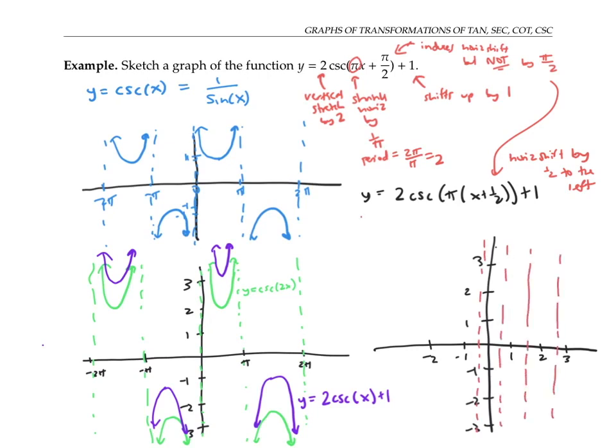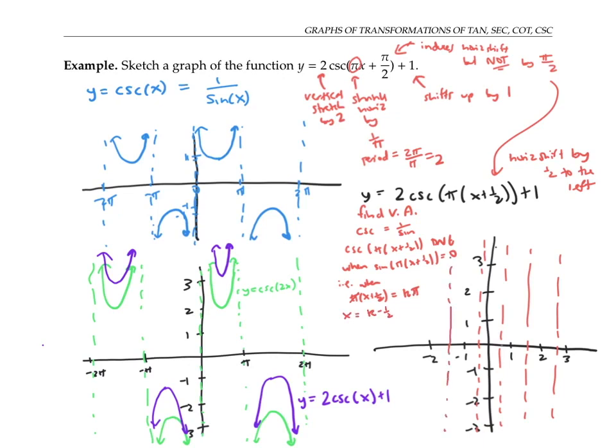Another way to find the vertical asymptotes is by noting that cosecant is 1 over sine. Therefore, cosecant of pi x plus pi/2 does not exist when sine of pi x plus pi/2 equals 0, i.e. when pi x plus pi/2 is equal to a multiple of pi. Canceling the pi's and solving for x, that's when x is some number minus a half, so those are exactly the values of, say, 1/2, 3/2, 5/2, and so on.